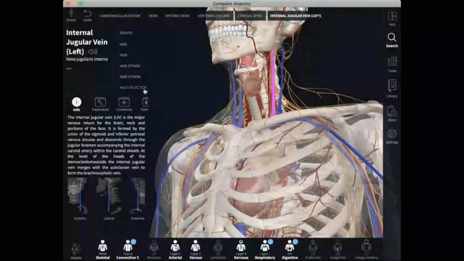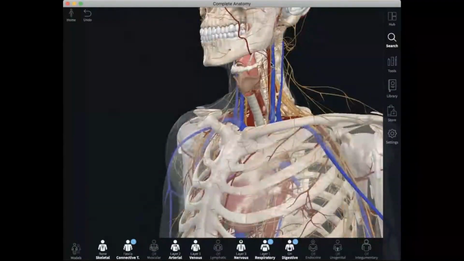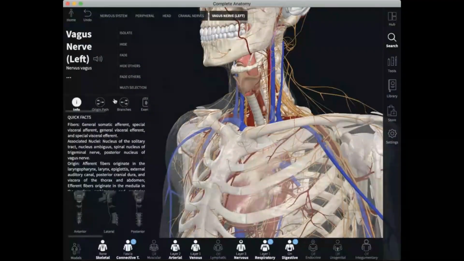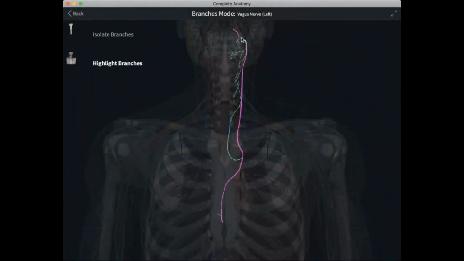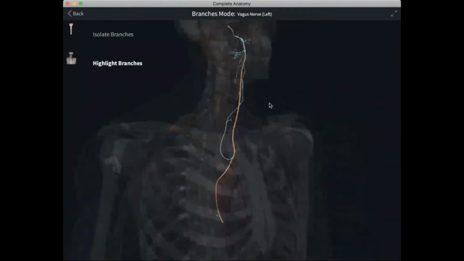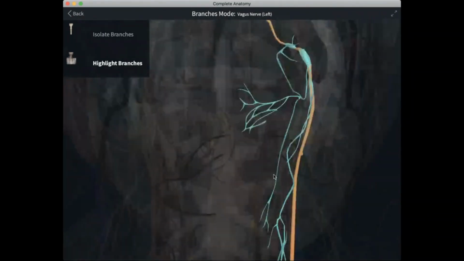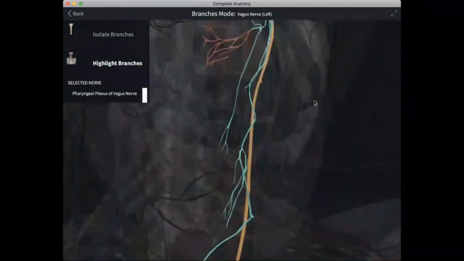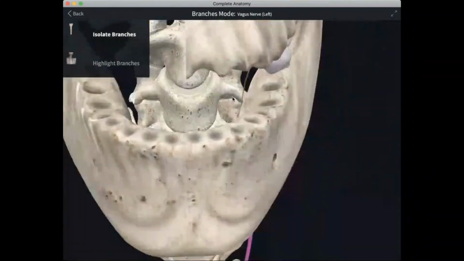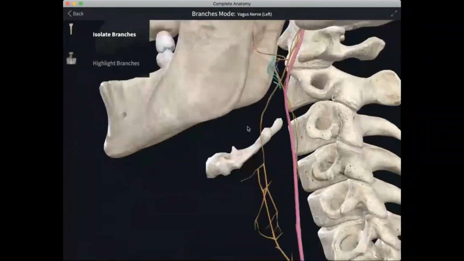Now, what you see here is the vagus nerve. If you look at the branches, this vagus nerve goes all the way down. The first branch is the recurrent laryngeal nerve, which supplies the larynx. You can see the branches here. These are all the branches.